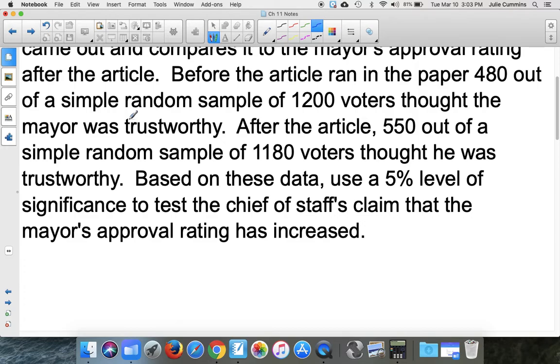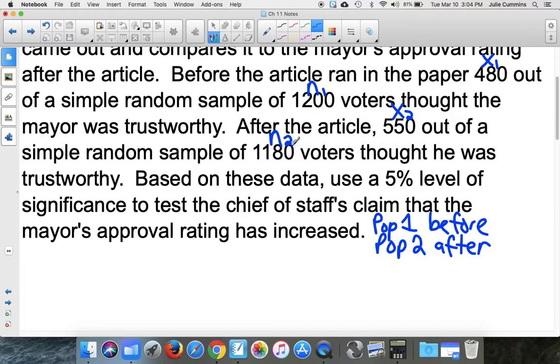I'm going to label these things as we go. So our before is going to be population 1. So population 1 is before the article. And our population 2 is after. So we're going to call this 480 X1 and 1200 is N1. After the article, 550, so that's going to be X2, out of 1180, N2, thought he was trustworthy.